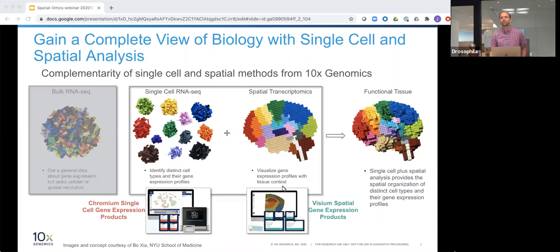And that allows you to really study that functional tissue and the whole tissue together. And so we look at single cell analysis as really very, very complementary to spatial analysis. And these two things together can really provide that whole functional tissue look.